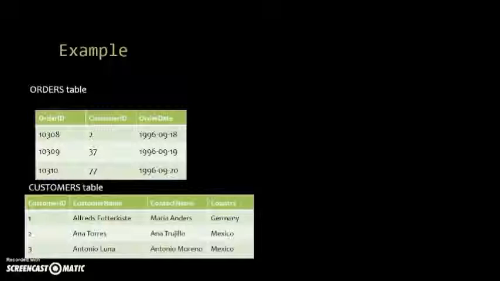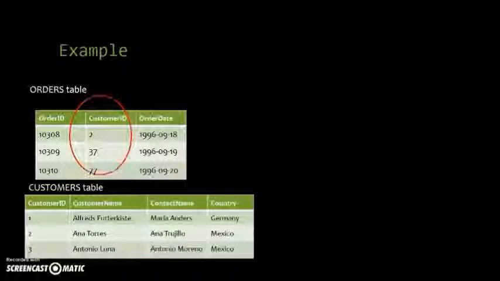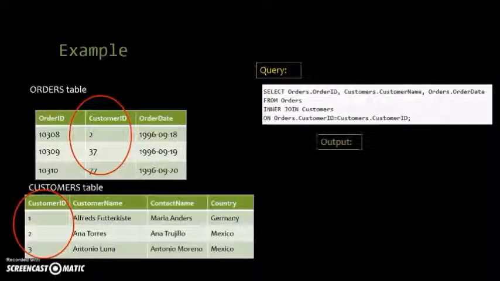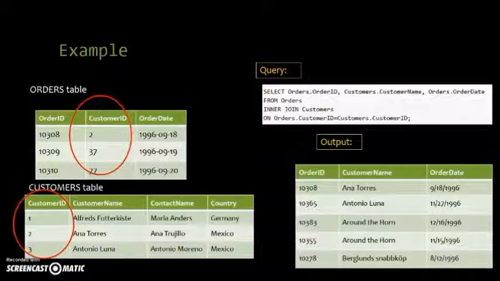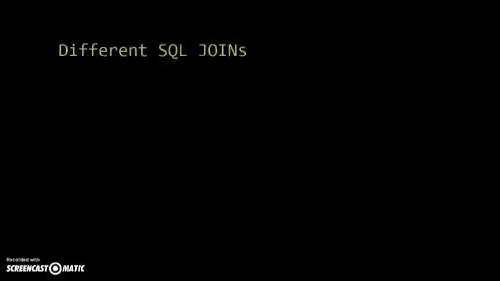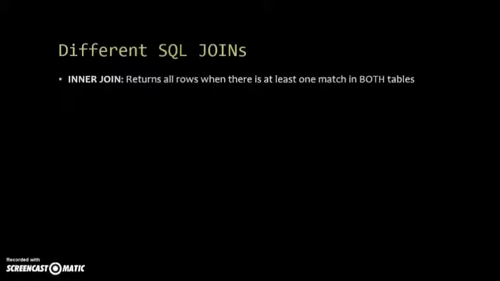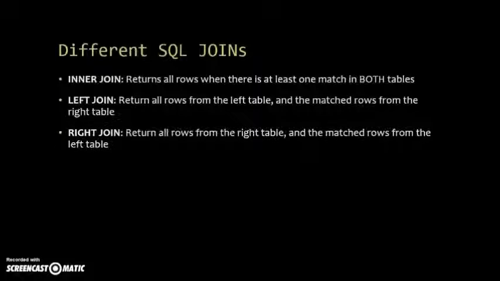Example. So we have these two tables and we need to integrate them. So the highlighted rows are the common fields. So we'll use this query, and this is the output. So we're able to successfully integrate those two tables. So what are the different SQL joins? Inner join, left join, right join, full join. So now, let's try out some of these statements using a real database.